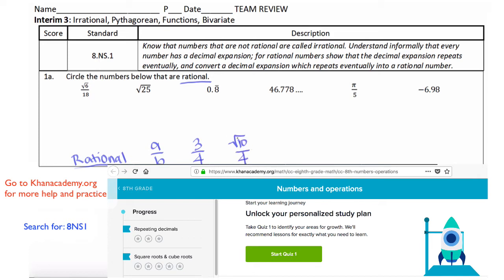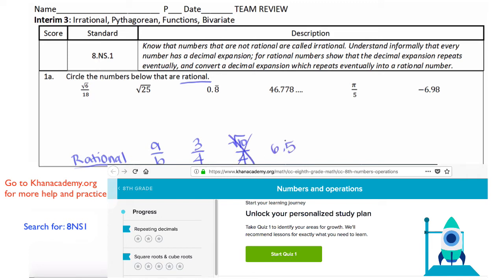rational because the square root of 10, 2 times 2 is 4. Nope, that's not the square root of 10. 3 times 3 is 9. That got us close to 10. 4 times 4 is 16. That's too high. Square root of 10 would be a decimal, 3 point something. And that decimal would be irrational. It doesn't terminate, it doesn't repeat. So the square root of 10 over 4 would not be rational.